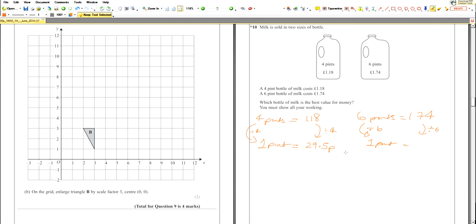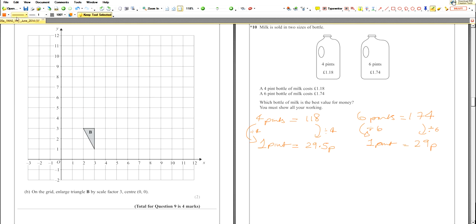So 174 divided by 6. What's 174 divided by 6? 29. So which one is cheaper? The 4-point bottle, the 4.1 or the 6.1? The 6.1 is cheaper by half a p a litre. So the answer is going to be which bottle?